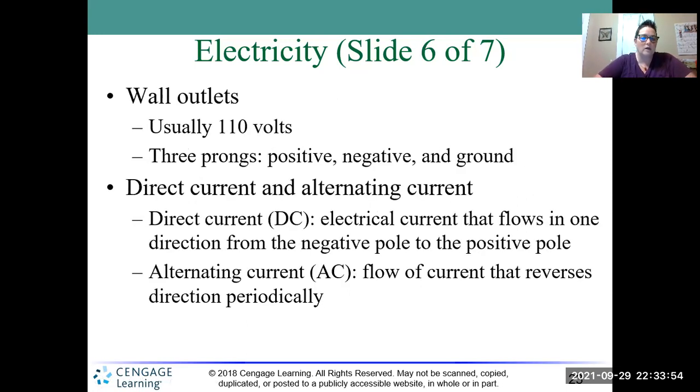And as I said here, the wall outlets in the OR are usually 110 volts with those 3 prongs. So you've got a positive, a negative, and then a ground at the bottom. Now we have 2 different types of currents that we use. One is a direct current, and we know these as DC and AC. And DC is the direct and the AC is the alternating current. And so the DC just means that it goes in one direction from negative to positive. Where alternating means that it can flow in one direction, but then it can also reverse. So it can be alternating positive to negative or negative to positive, where direct goes from negative to positive all the time.